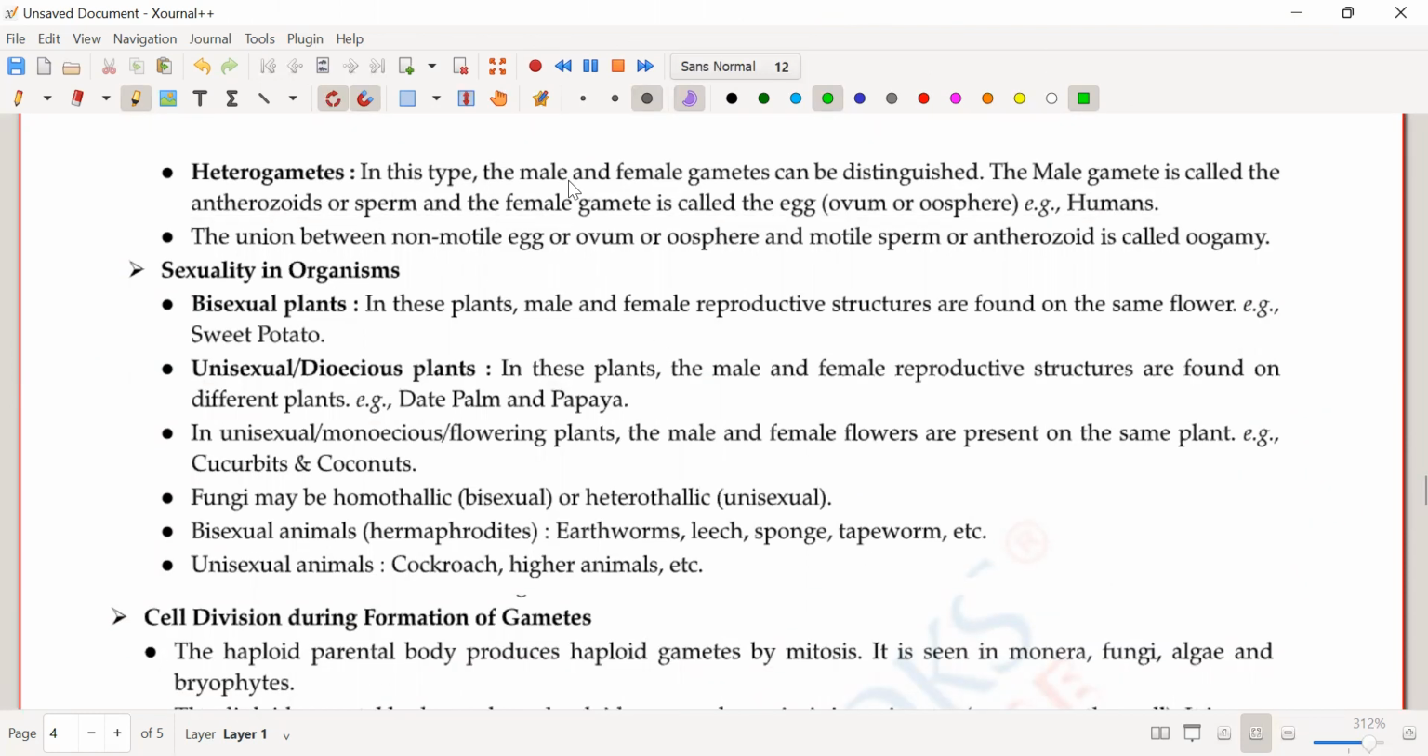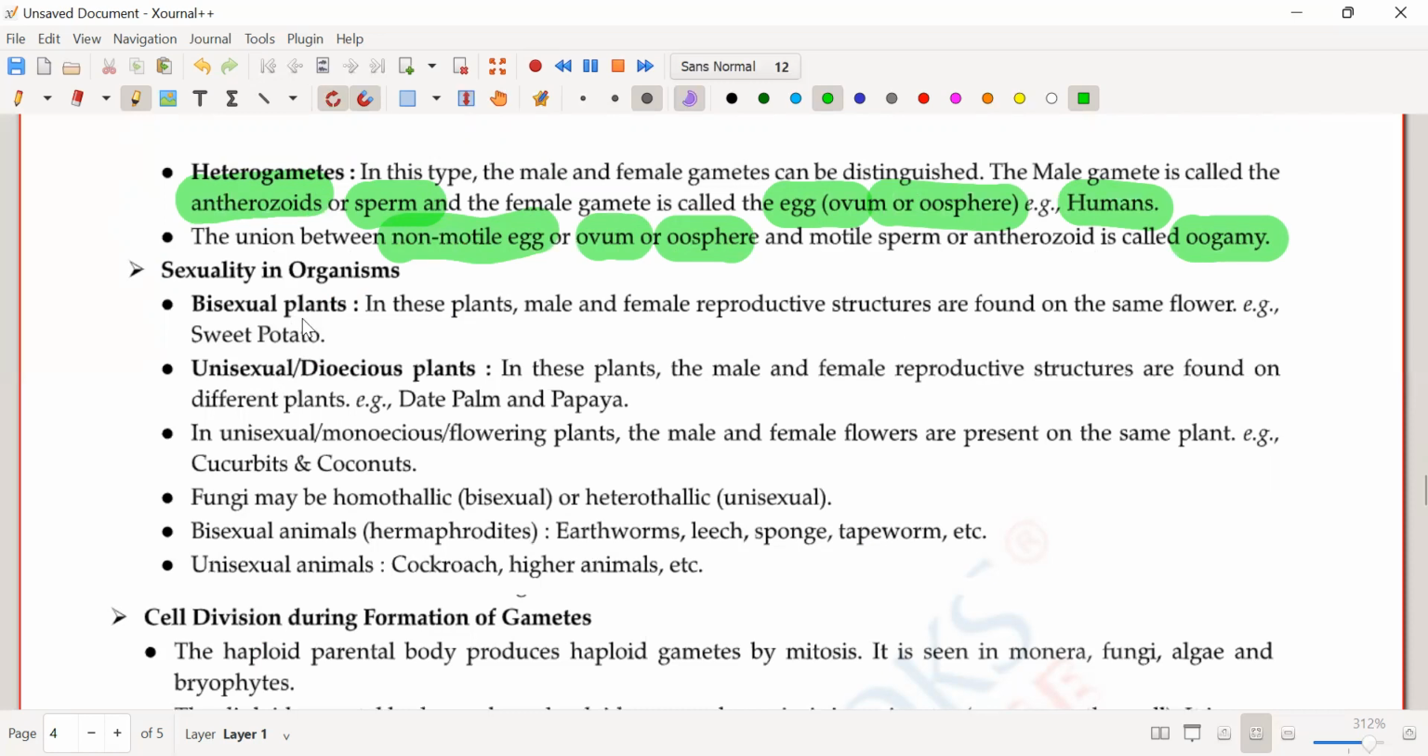Heterogametes. In this type, the male and female gametes can be distinguished. Male gametes are called antherozoids or sperm. The female gametes are known as egg or ovum. Example, human. The union between non-motile egg or ovum or oospore and motile sperm or antherozoid is called oogamy.